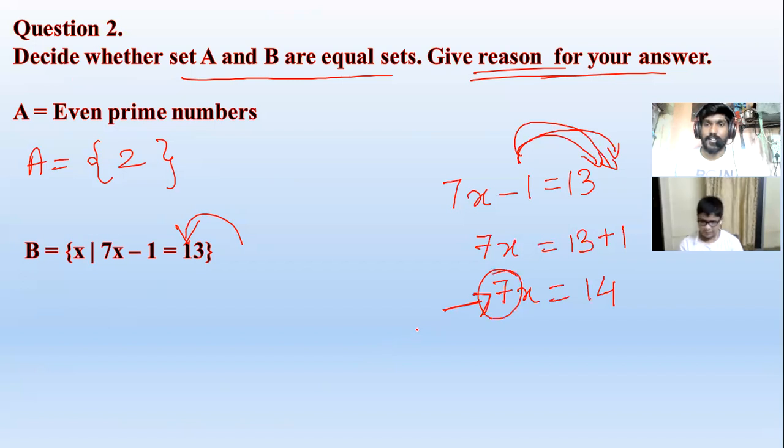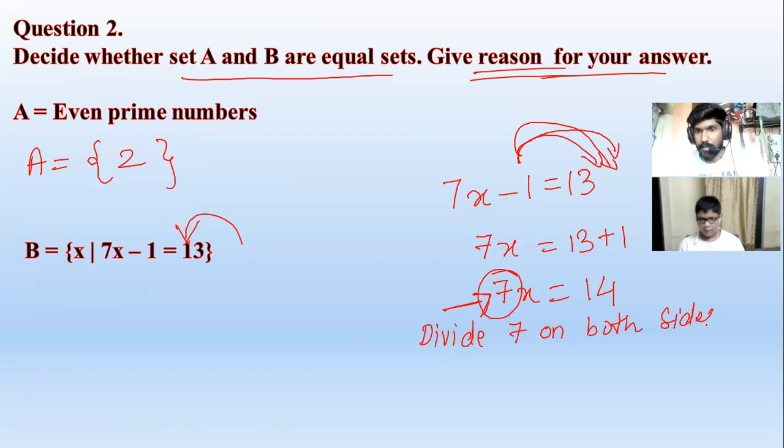We divide 7 on both sides. How will you say it? Say it: we divide 7 on both sides. Don't say "by 14", just say we divide 7 on both sides, and we'll write that as well. So divide 7 on both sides.